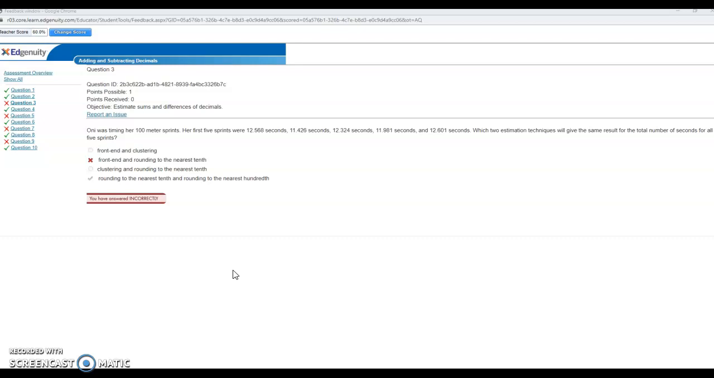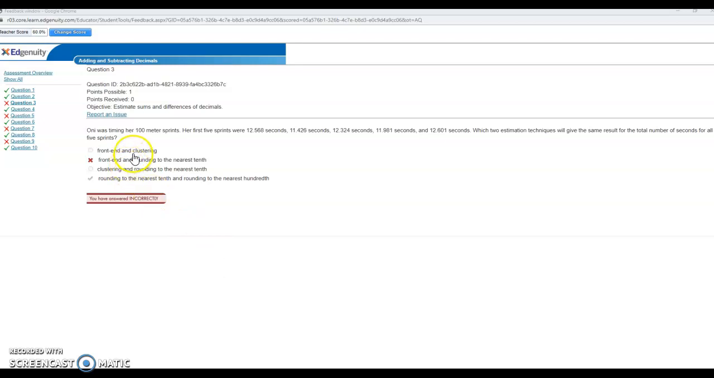So this first question here, Omni was timing her 100-meter sprints. Her first 5 sprints were 12.568 seconds, 11.426 seconds, 12.324 seconds, 11.918 seconds, and 12.601 seconds. Which two estimation techniques will give the same result for the total number of seconds for all 5 sprints?